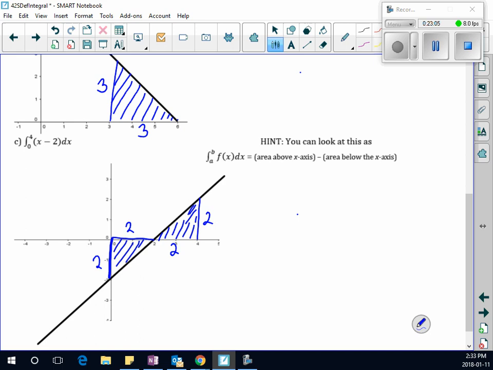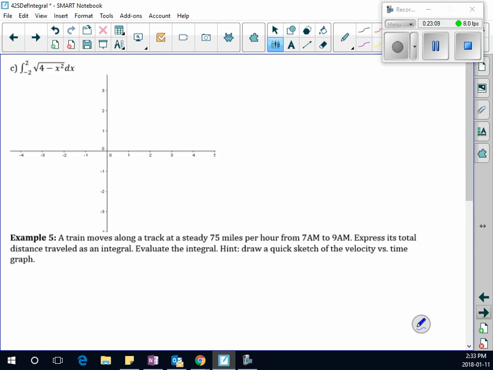Or is there another page? Oh, we have another page. That's what I thought. I guess I didn't have that. Oh, shoot. Do you remember how to graph these?